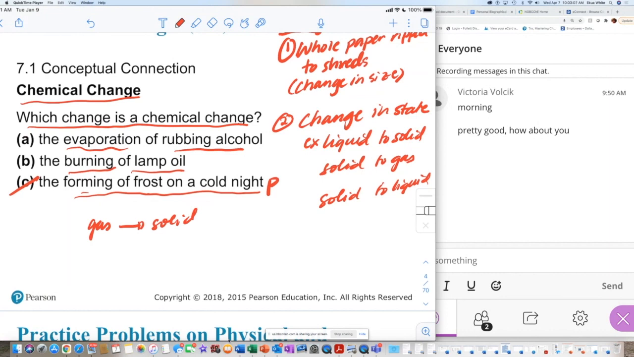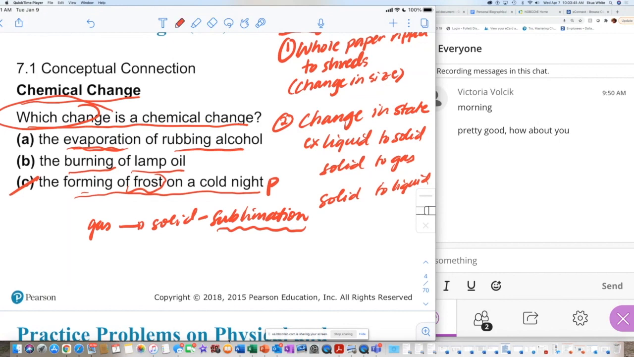C is physical change. They're asking you which one is a chemical change. Evaporation. Oh, I should have. Okay. Well, I'm on number two. Let me explain that part. So if you go from gas to solid, this is usually called, not condensation, but oh no, I forgot the term. Forming frost is a common term. Gas to solid, solid to gas is usually called sublimation. Sublimation. So be aware of the thermodynamic terms, gas to solid, solid to gas. These are all called sublimation.